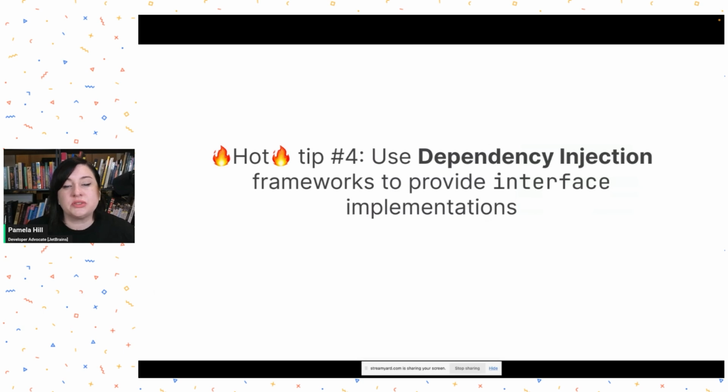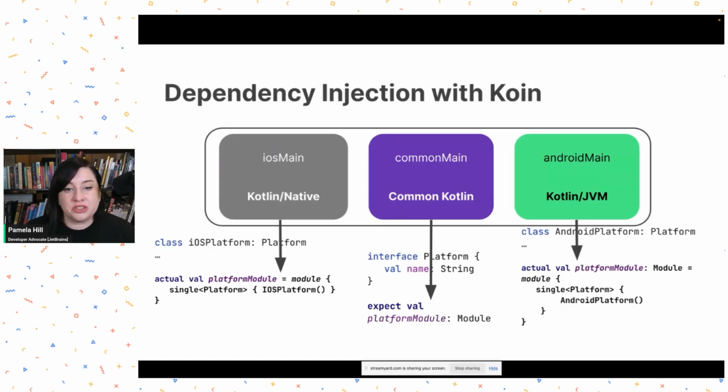You can also use dependency injection frameworks to provide interface implementations. This also obviously makes it so much easier to do testing in a nicer way. So here I'm showing you how to do it with Koin. You can have an expect property called platform module of type Module. On Android, you will implement that property platform module with actual val platformModule. And then you use a very nice little DSL from Koin to define a module.